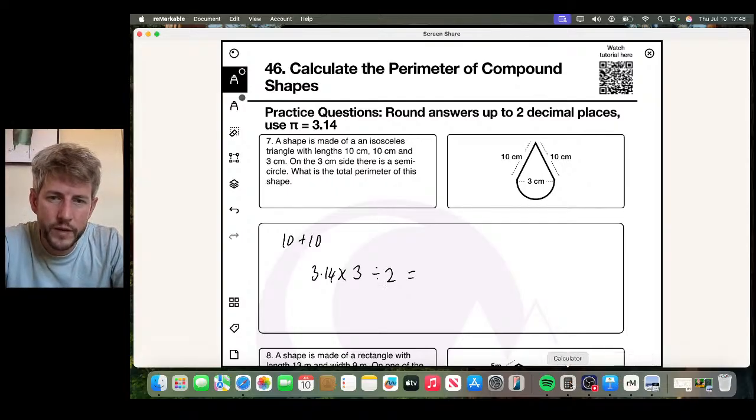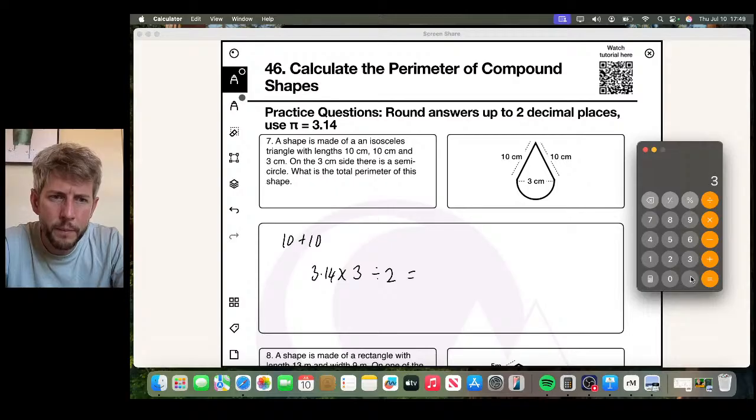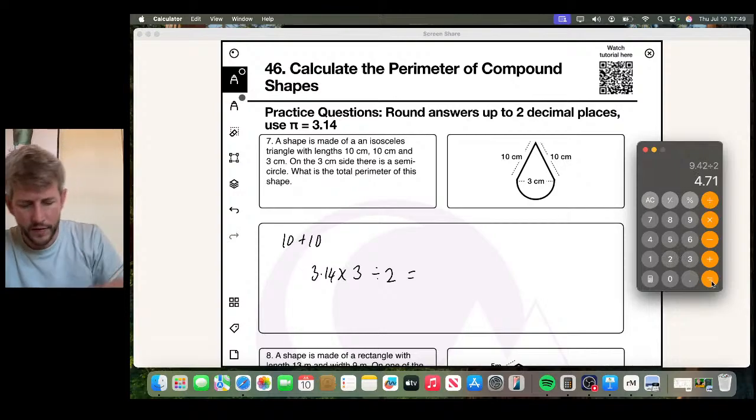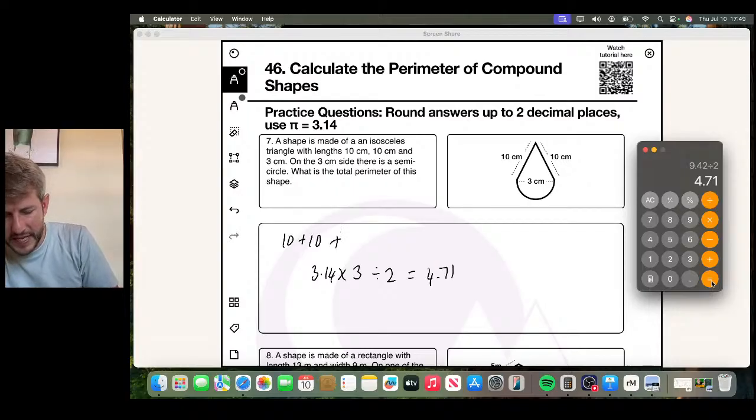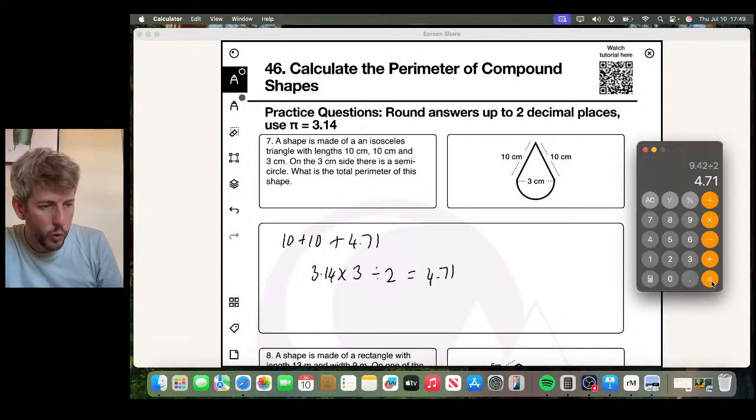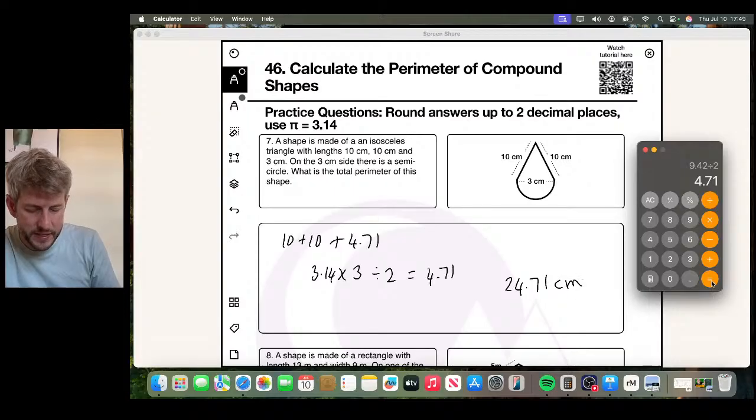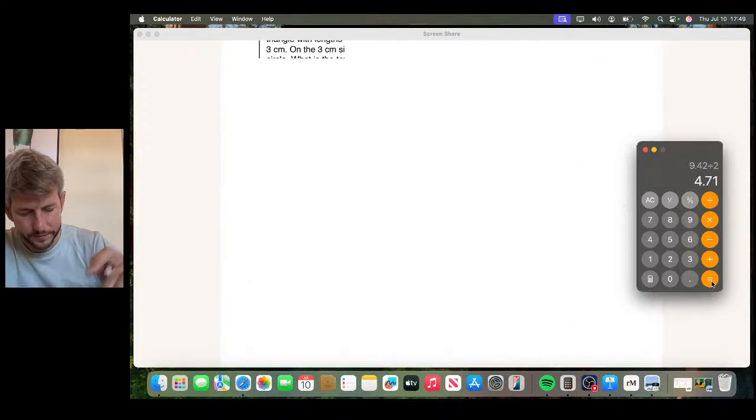So let's work out what this will be. 3.14 times 3 equals this. Divide that by 2, and that is going to be 4.71. So it's going to be 10 add 4.71. So the total perimeter will be 24.71, and it's centimeters because that's what the units are here. Right.